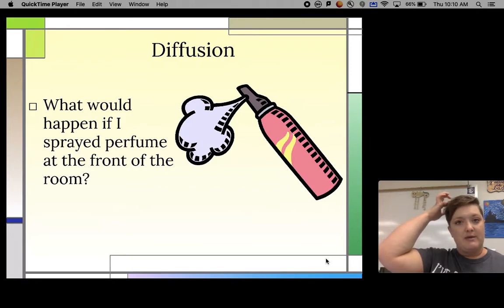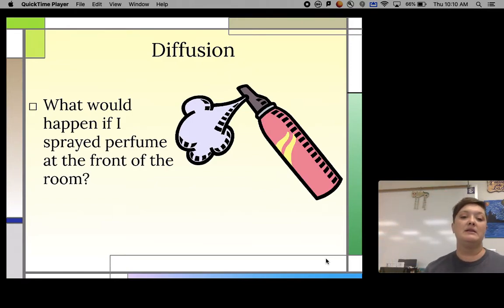The other thing is it depends on diffusion. Just a quick reminder of what diffusion means, right? That's where your particles are going to spread out and take up all the available space so they're evenly distributed. I don't want a whole bunch here and just a few over there. I want an even concentration all the way through.